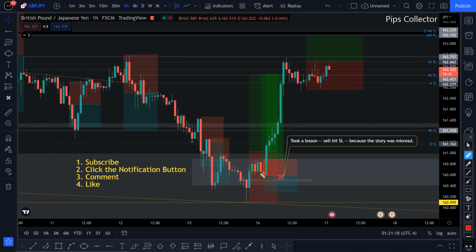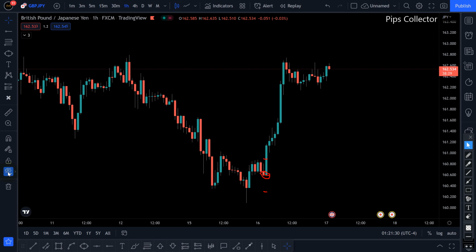I want to explain what happened here. Entry here, stop loss here, anticipated TP here. What really occurred yesterday? Now let's look at it. I took an L here. So what did I misread?